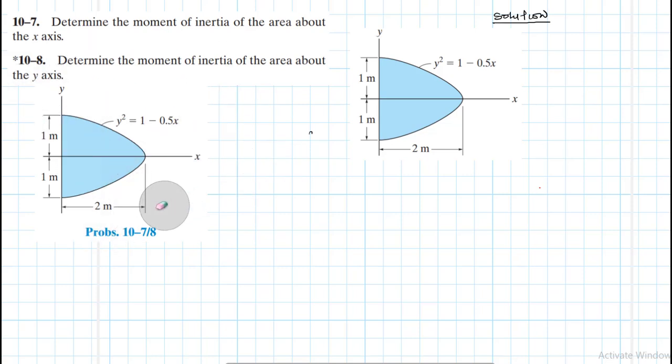So here we have this particular area that is governed by the equation y squared is equal to 1 minus 0.5x, and we want to start with finding the moment of inertia about the x-axis. Before we do so, we need to define a differential strip and label it, and after I've done so, then we start doing the work.